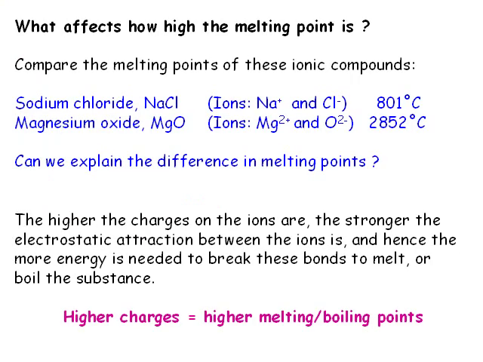We can see that there is a pattern to the melting points of ionic substances. If we look at the individual ions, we find that the melting point increases with the charge on the ions. The larger the charges on the ions are, the stronger the electrostatic attractions are, and hence the more energy that will be required to break the ionic bonds and melt the substance. Here, for example, we see that the 1 plus and 1 minus charges of sodium chloride lead to a lower melting point than the 2 plus and 2 minus charges of the ions in magnesium oxide.